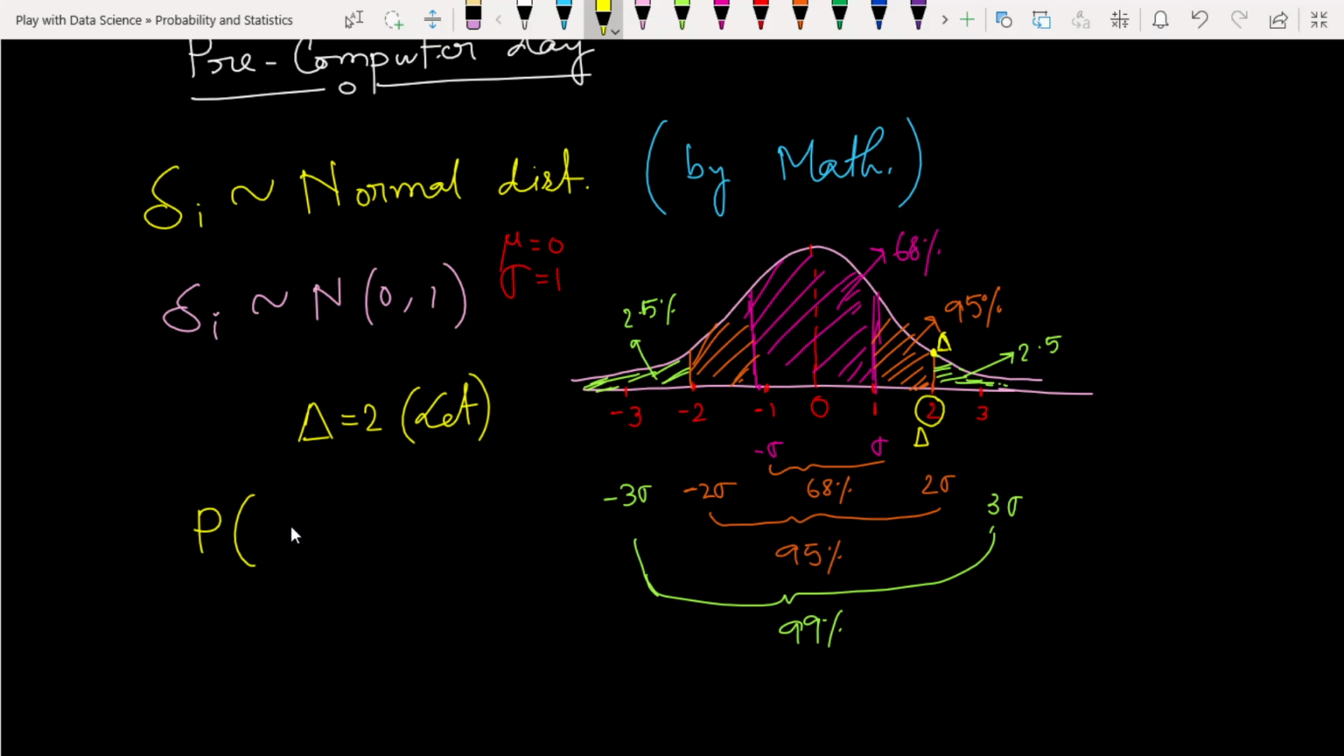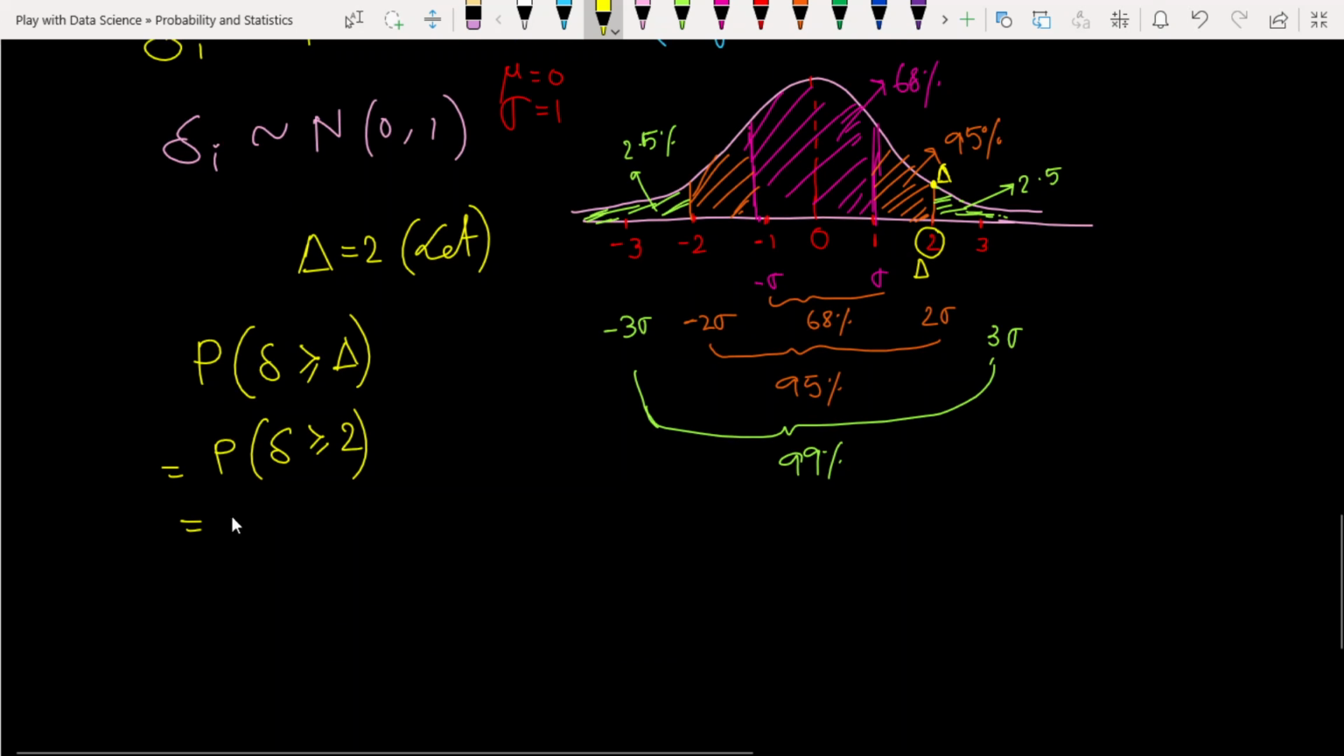It means the probability that these small deltas, the sample deltas, are greater than or equal to capital delta. The probability of small delta being greater than or equal to 2: what will it be? Because we know this probability is 2.5%, our points are in the regions greater than this, so this value will simply be 0.025, or 2.5%.